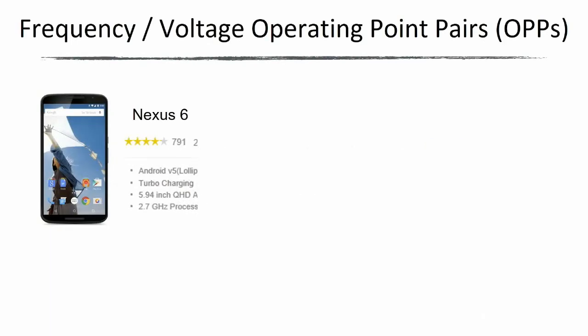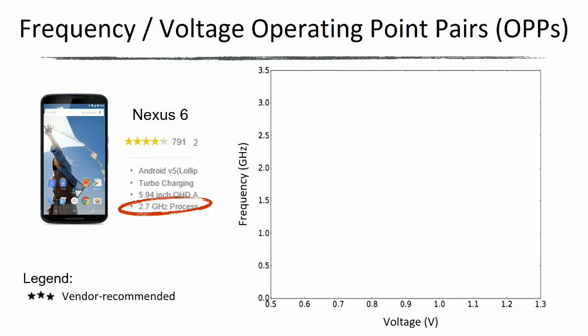What we have here is a Nexus 6 device advertised to run at 2.7 gigahertz. We measure the vendor-recommended frequency and voltage at runtime. The frequency is on the y-axis and the voltage is on the x-axis. After the measurement, we observe several discrete frequency and voltage operating points. True enough, if you look at the top right-hand corner here, the highest frequency of 2.7 gigahertz is indeed as advertised.